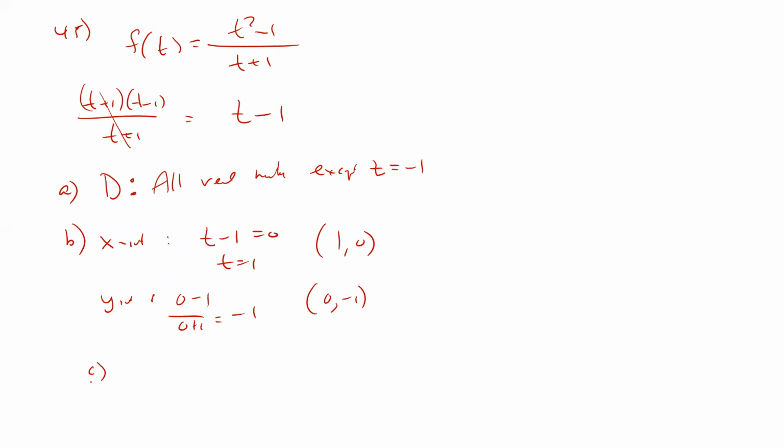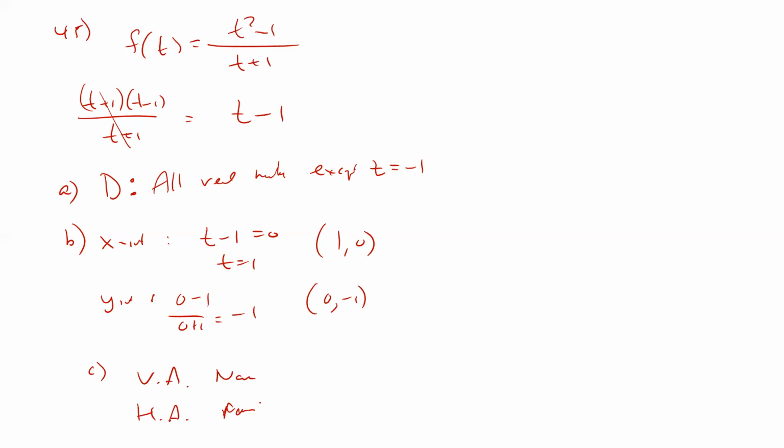C, find any vertical asymptotes. That comes from the denominator, so none. Any horizontal asymptotes? The top is one degree bigger, yes, but this question is asking only about horizontal asymptotes. Later on in the textbook, it says identify any slant asymptotes; that's 59. So for this one, there are no horizontal asymptotes either.